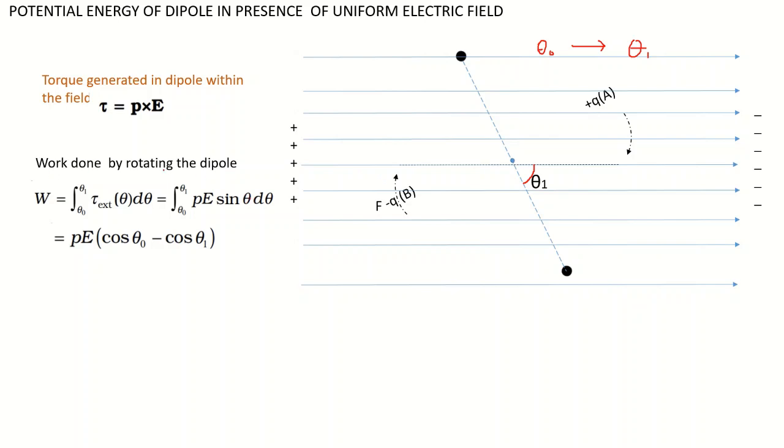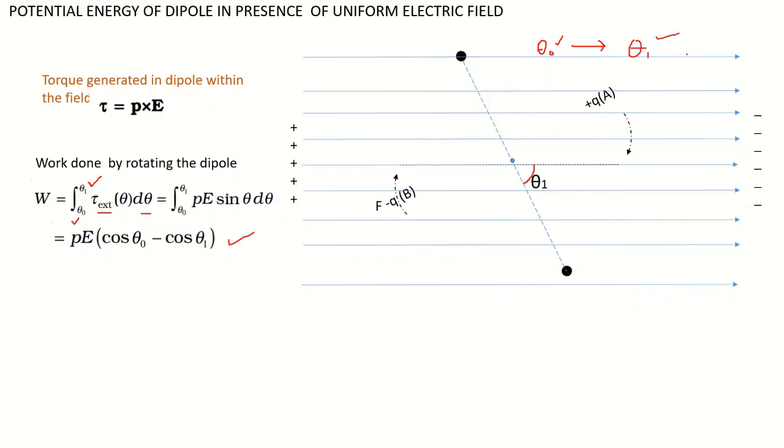The work done for rotating the dipole is W equals, we just have to directly integrate torque into angular displacement, from theta 0, its initial point, to theta 1. Directly placing the value, we integrate PE sin theta d theta, and we finally obtain the work done as PE cos theta 0 minus PE cos theta 1, which is the work done in rotating from theta 0 to theta 1.